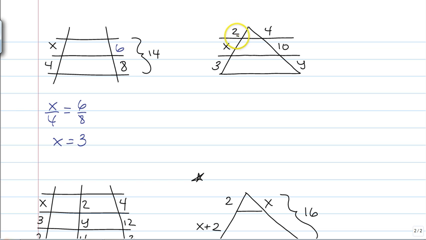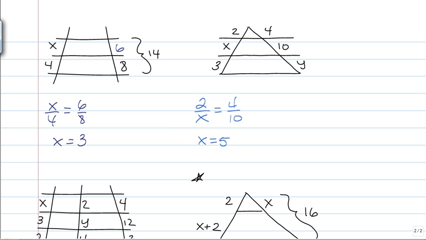Okay, for x, the easiest way to find x would just be 2 over x, top over middle, is equal to 4 over 10, top over middle. You only want one variable in your proportion, because then you can just cross multiply here and say that 4x is equal to 20, so x is equal to 5.